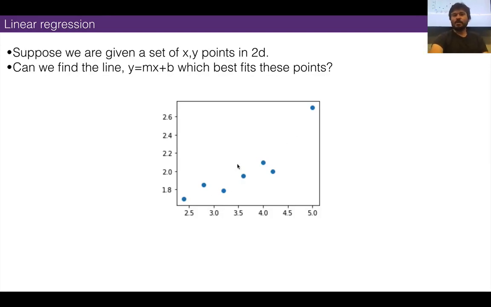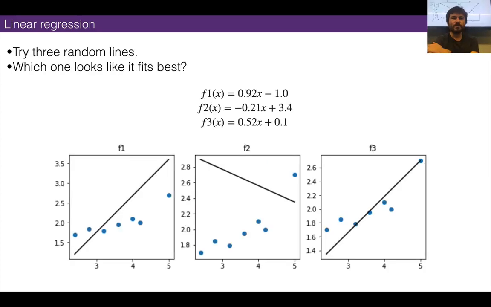And you can kind of see it with your eye. It's roughly this, right? My mouse is kind of going through it. But the question is, can you figure out what it is? Let's look at three random ones. Here I've picked three random lines through this plot, F1, F2, F3. Which one is best? Intuitively, it seems like the second one's not so good. Maybe the first one and the third one both look plausible, but still we have this question: which is actually better?